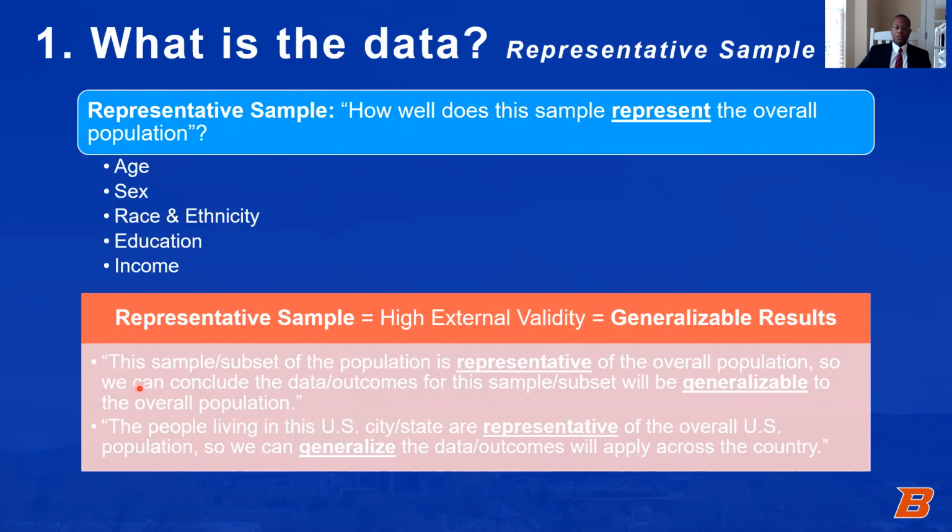Two statements kind of help you understand this: this sample or subset of the population is representative of the overall population. So we can conclude that the data and outcomes for this sample or subset of the overall population will be generalizable to the overall population. So we're looking at a small sample, and even though we're not assessing everyone, it is generalizable to everyone because this sample is representative of everyone. All right.